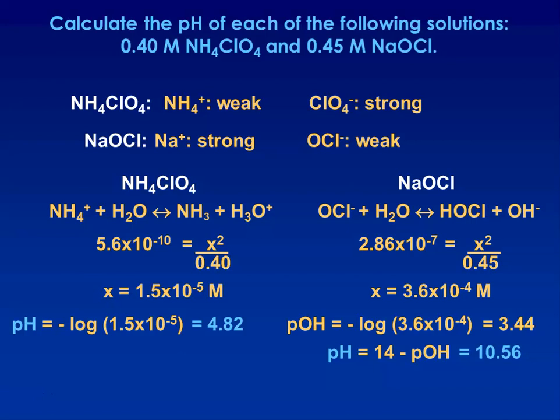Again, just providing additional quantitative support that you can have acidic salts with NH4ClO4 and basic salts with NaOCl based on the types of ions that are making up those salts if they have weakly acidic or weakly basic components.